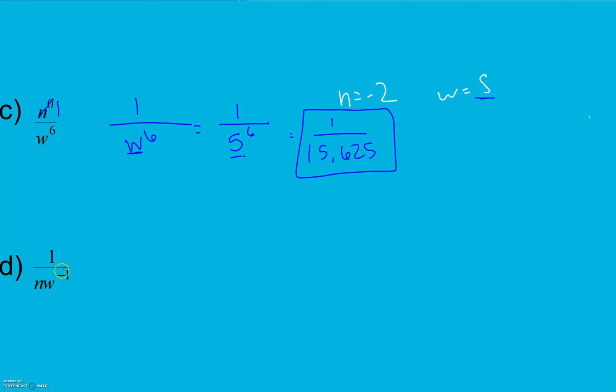In D here, I have two variables. I have two pieces, two factors. My n stays because it's a positive 1. My w I have to move to the top. Because it's negative, I move it to the numerator to make it a positive 1. So I have a w over n. W is 5. N is negative 2. So I get negative 5 halves, or negative 2.5.